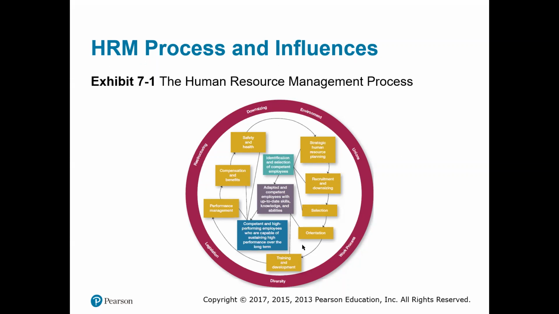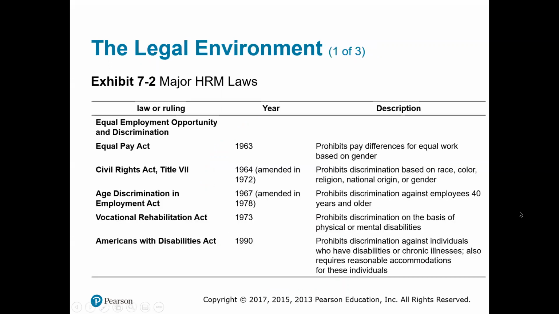So together, the yellow ones are all called process elements for the human resource management function. So I think I tried to explain using this diagram what we are going to see in the whole of the chapter. Let's go to the next slide.